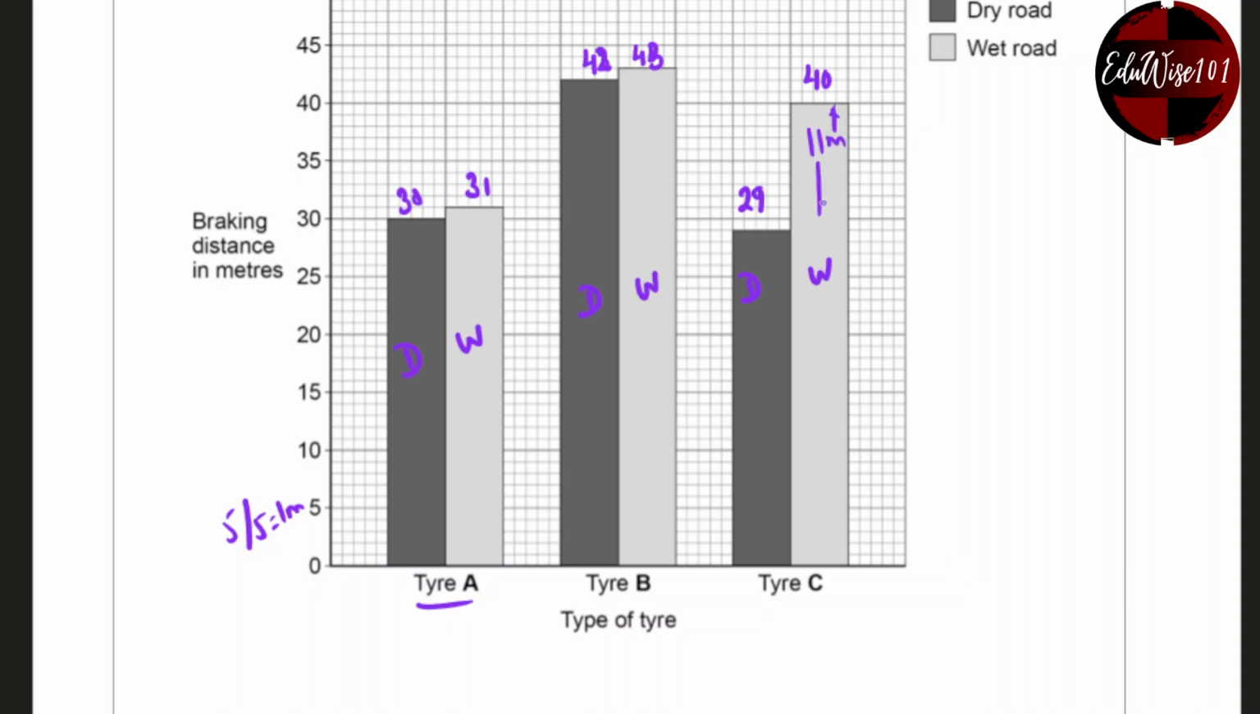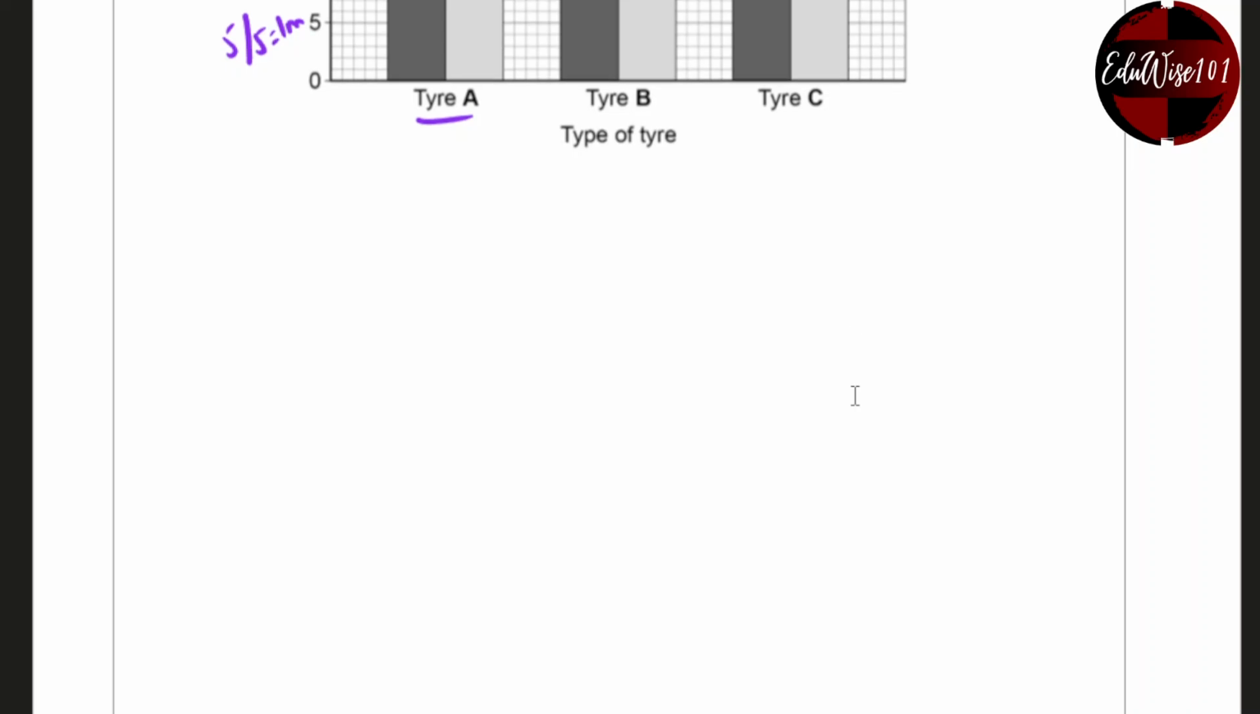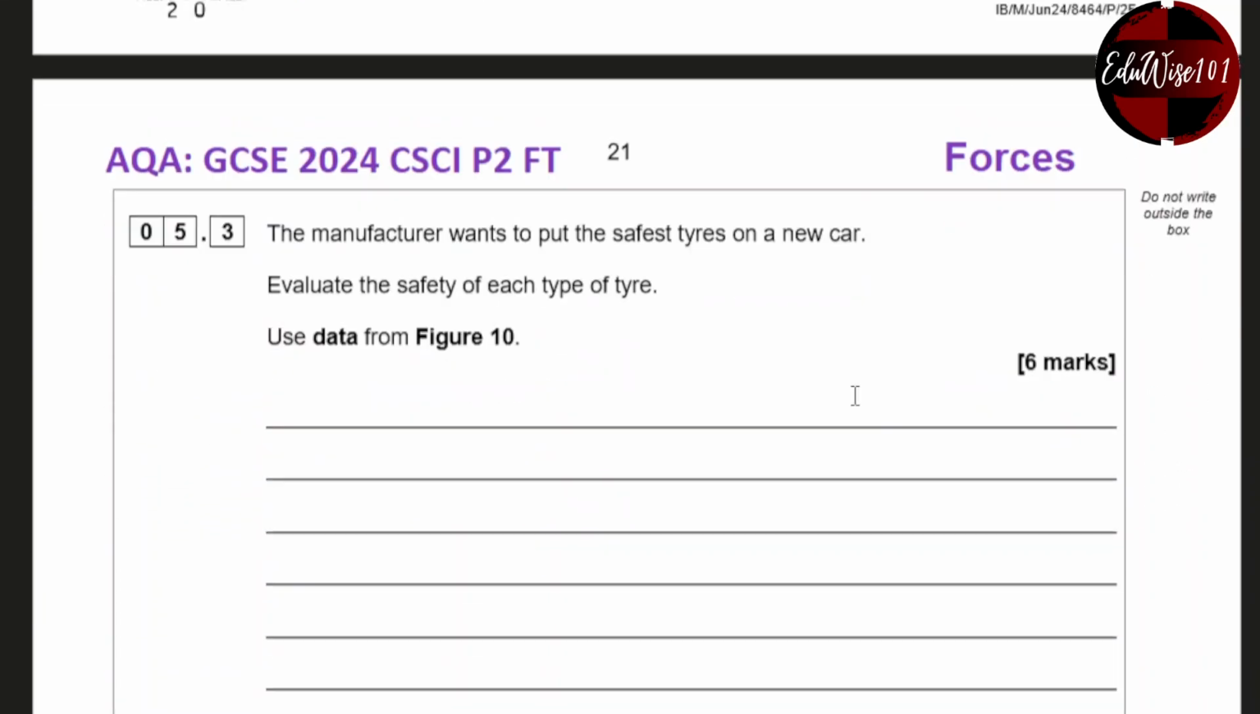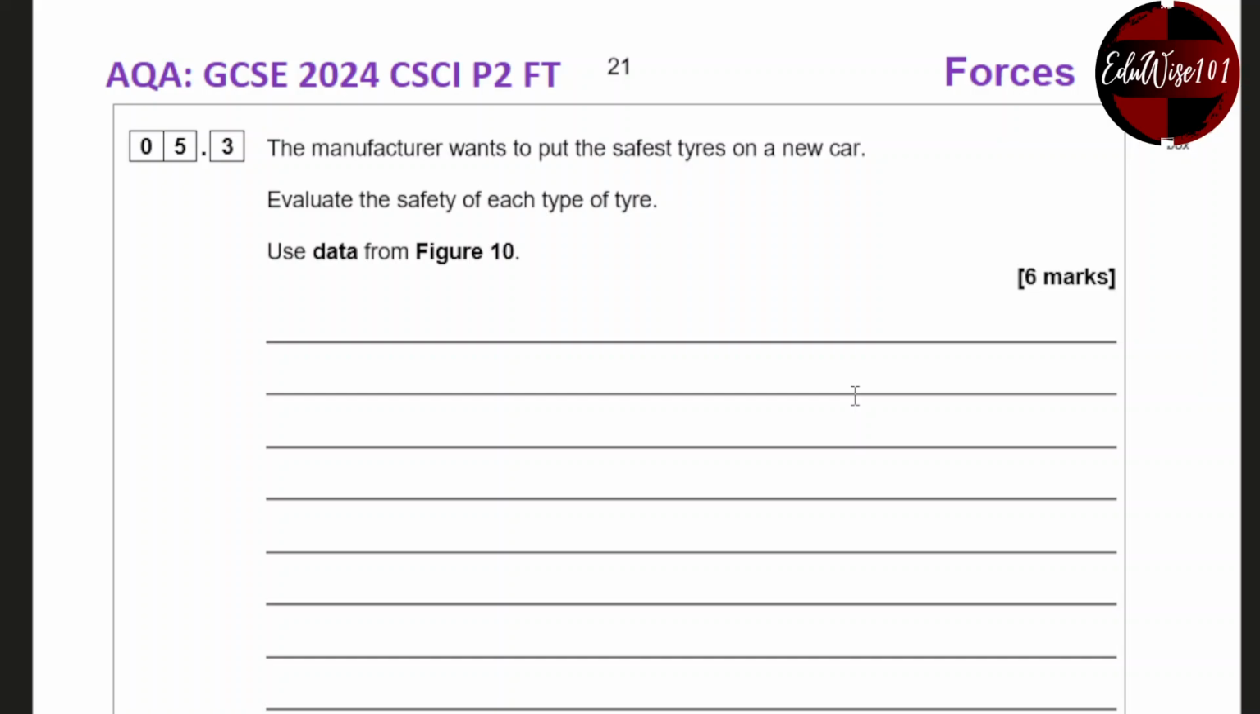So how do we write all of these to get 6 marks for this question? Well, you do it one step at a time. You literally describe the graph, as in bullet points. And then they're asking you to evaluate. So you describe the data in the graph, literally what you see, and then the evaluate bit is basically you come up with a reasoning: why, or which tire would you use? So let's look at a model answer.